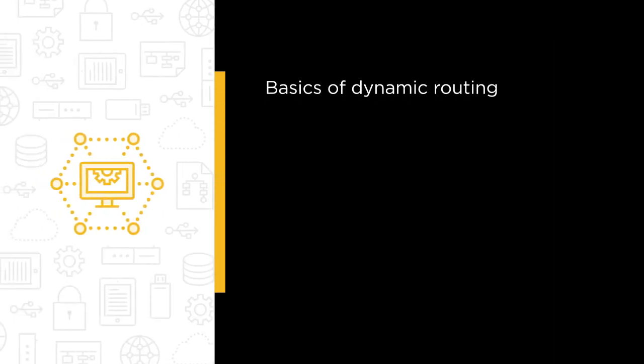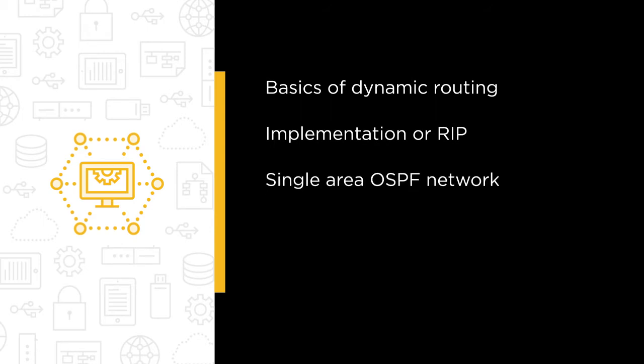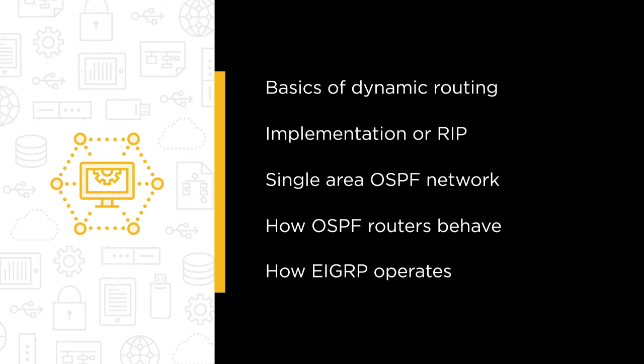Some of the major topics that we'll cover include the basics of dynamic routing, the implementation of Routing Information Protocol or RIP, understanding how to implement a single area OSPF network. We're also going to examine how OSPF routers behave in a broadcast network. And last, we'll look at how EIGRP operates and configure it.